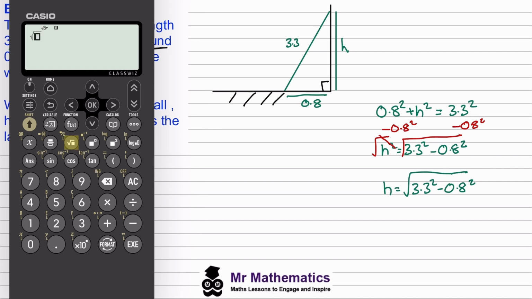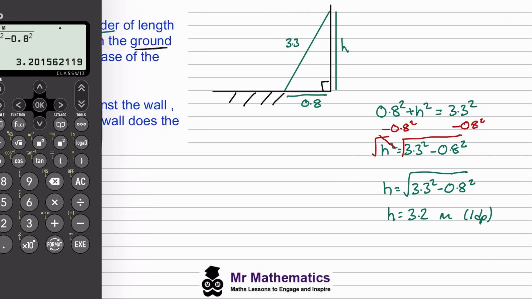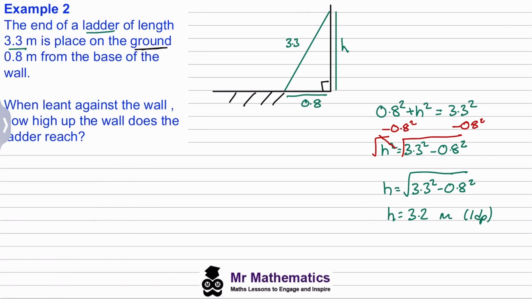We'll press the square root button, and then we want 3.3 squared minus the 0.8 squared. And then we can convert this to a decimal. We'll press format, decimal. So the height of a ladder up the wall is 3.2 meters to 1 decimal place. Okay? Let's try example 3.